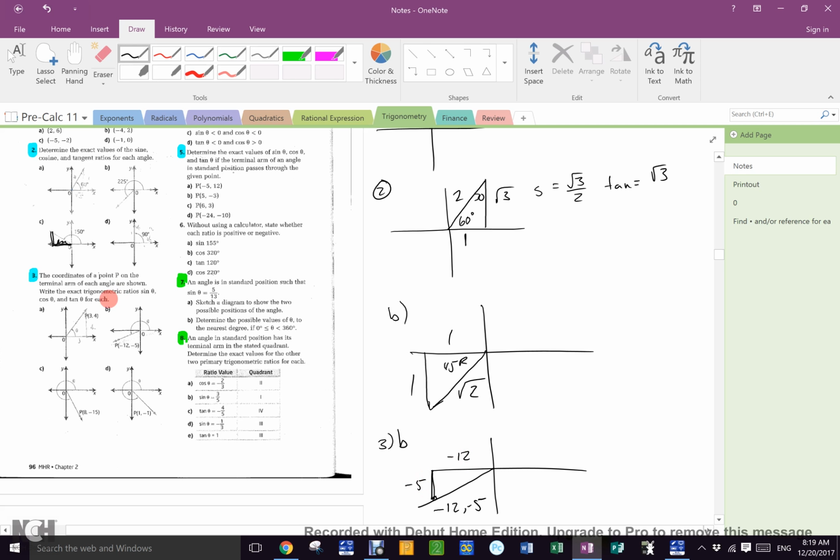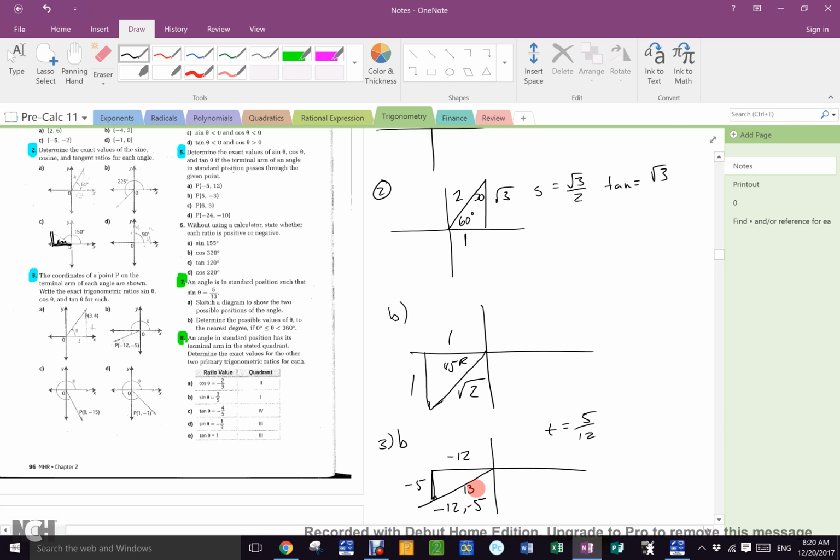And now I want sine, cos, tan. Well, tan I've already got, right? It's x over y. So tan is 5/12. Sorry, I lie. It's y over x. Yeah, 5/12. They're both negative, so it's a positive, right? Now, I need the hypotenuse to do cos and sine, right? How do I find the hypotenuse of a right angle triangle? I do Pythagoras. What's 12 squared? 144. What's 5 squared? 25 and 144 is 169. The square root of 169 is 13. So my hypotenuse is 13.